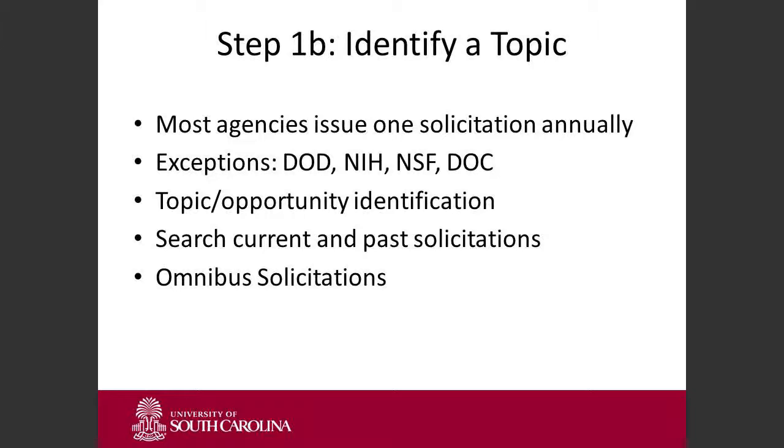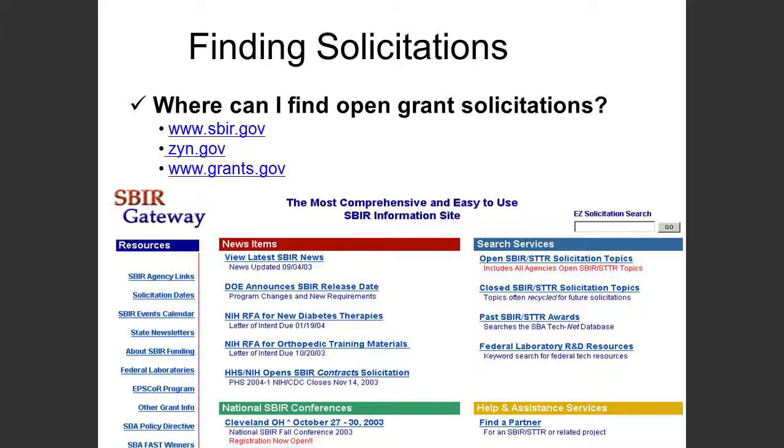Identify the topic. Most agencies issue one solicitation annually. DoD exceptions are these guys. And you basically go through and search solicitations. It's like doing a Google search. You can use SBIR.gov as one, Zen.gov, Grants.gov.